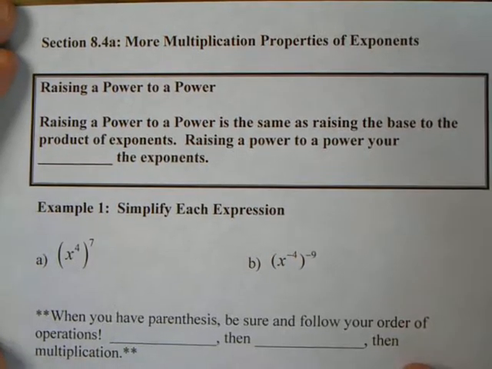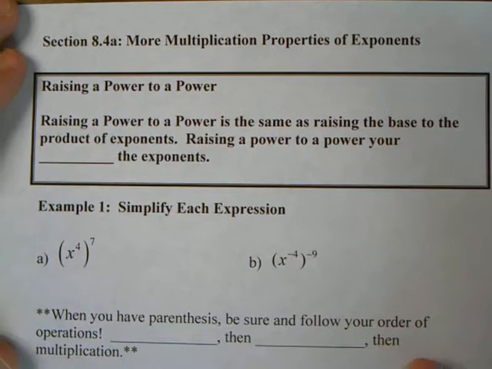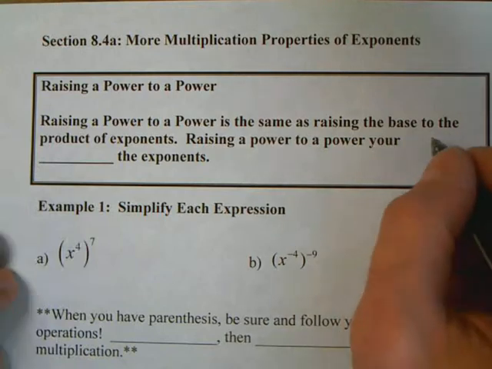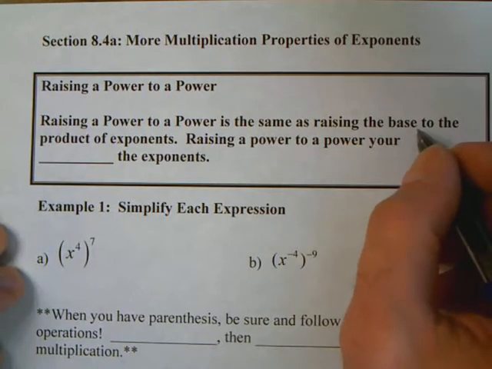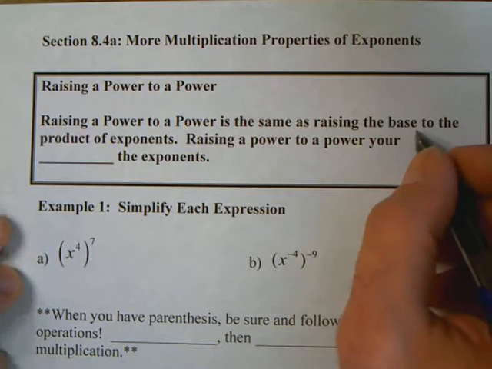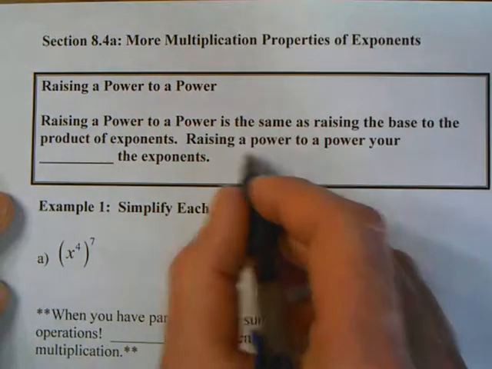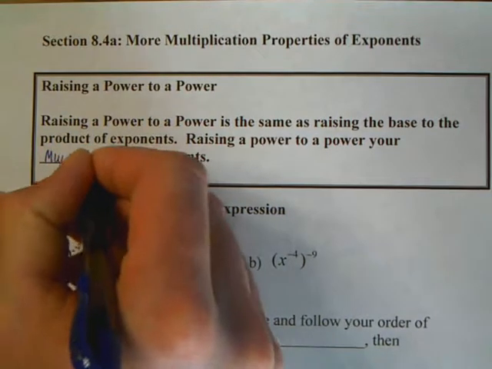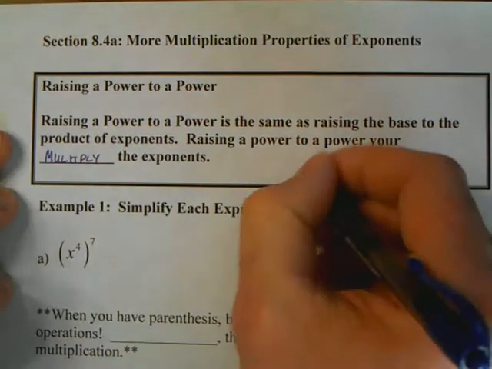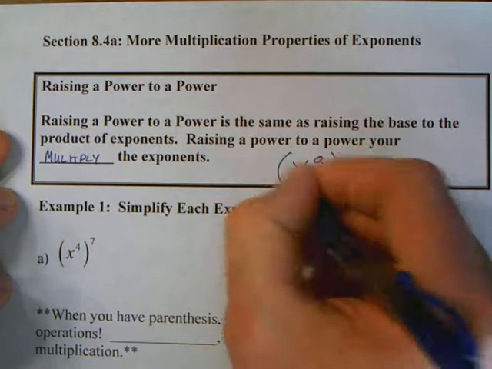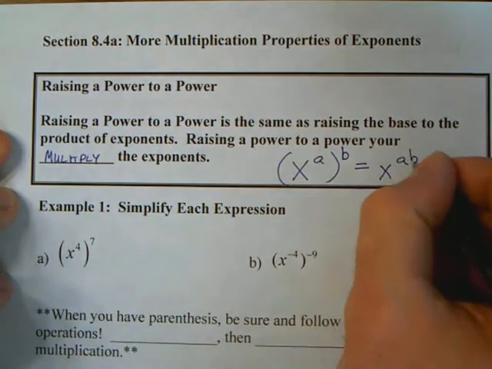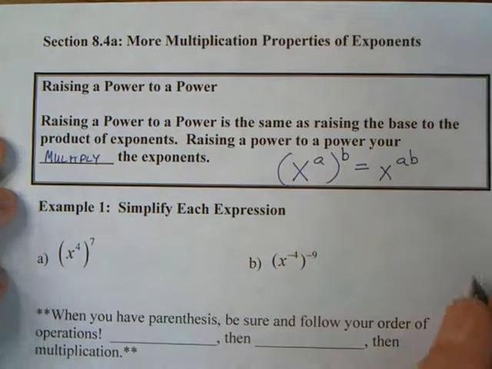This is section 8.4, multiplying properties of exponents. A new idea we're going to talk about today is raising a power to a power. When we raise a power to a power, we're going to take the product of the exponents. Product means multiply, so raising a power to a power, we multiply our exponents. A general rule for this would look something like this: x to the a raised to the b means it's x to the a times b.